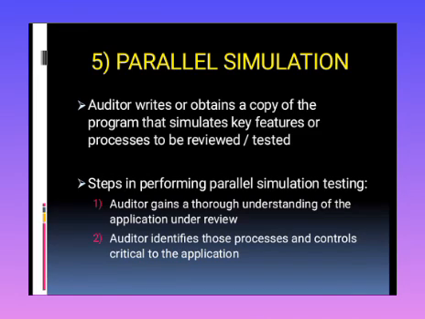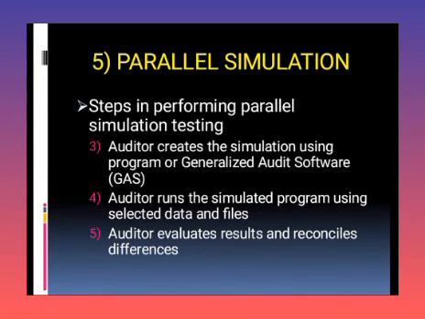The steps in performing parallel simulation testing are: first, the auditor gains a thorough understanding of the application under review. Second, the auditor must identify those processes and controls critical to the application. Third, the auditor creates the simulation using program or generalized audit software. Fourth, the auditor runs the simulated program using selected data and files. Fifth, or last, the auditor evaluates results and reconciles differences.